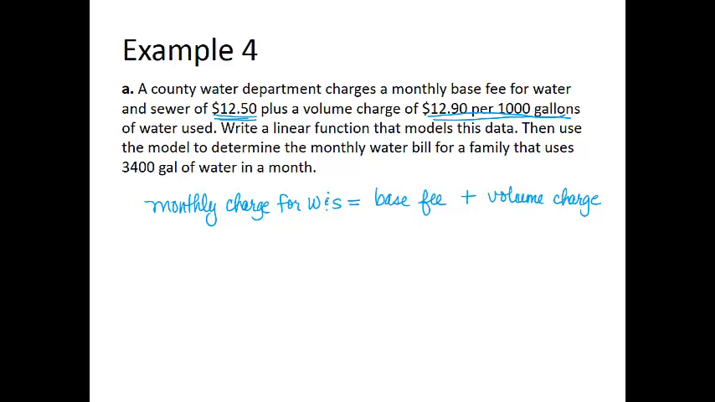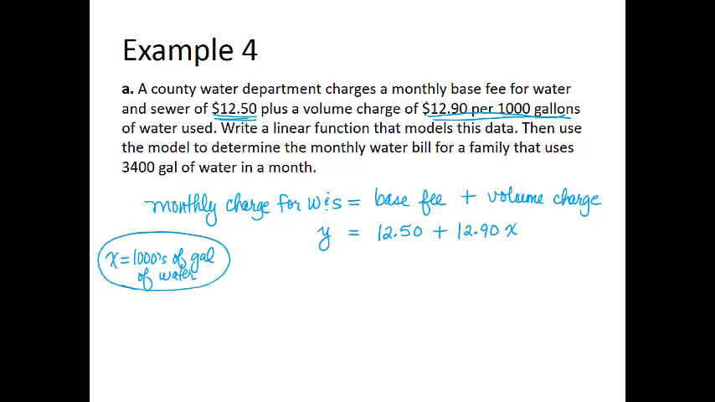So we're going to let the monthly charge be our variable y. Our base fee we know is $12.50. The volume charge is $12.90 per 1,000 gallons of water. So we're going to call x our 1,000 gallons of water used. In other words, that is the slope, right? Our price is increasing by $12.90 for every 1,000 gallons used. So that is kind of our change in y over change in x.